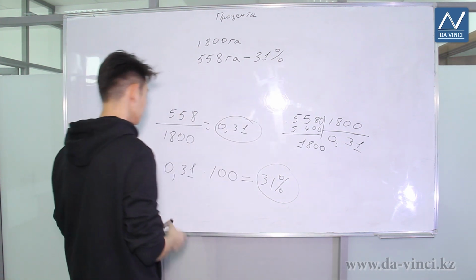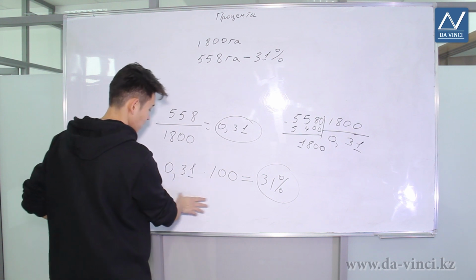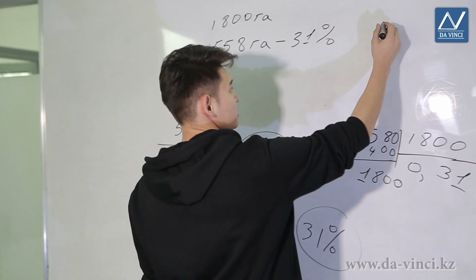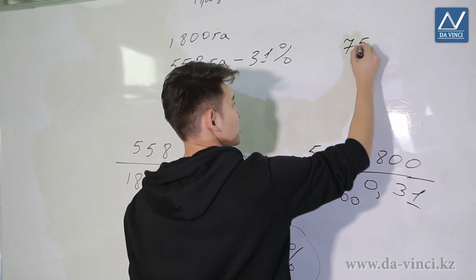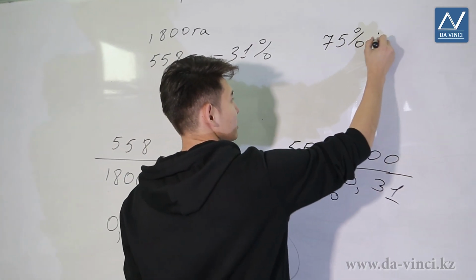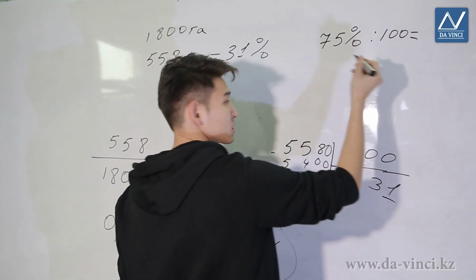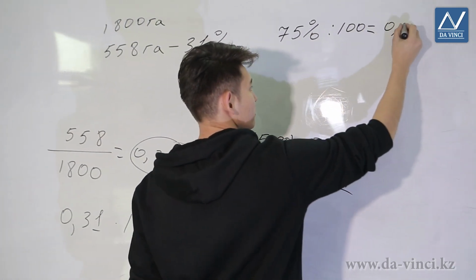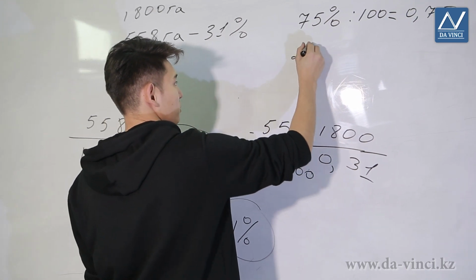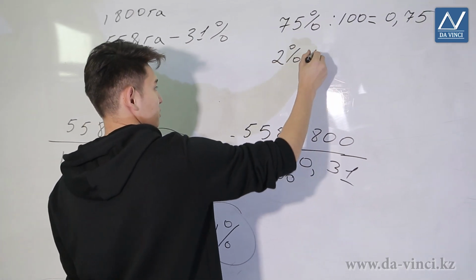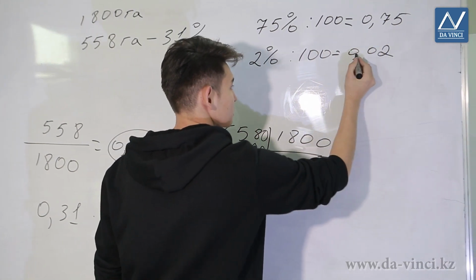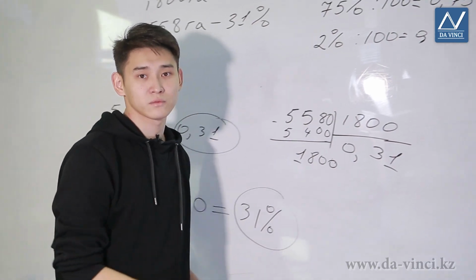To convert a decimal to a percentage, as we know, we multiply that by 100. But what should be done in the opposite case? To turn the percentage into a decimal fraction. Let's say 75%. In order to convert it to a decimal fraction, we need to divide it by 100. We get 0.75. Now let's also try to turn 2% into a decimal fraction. It will be 0.02. This video lesson is over.